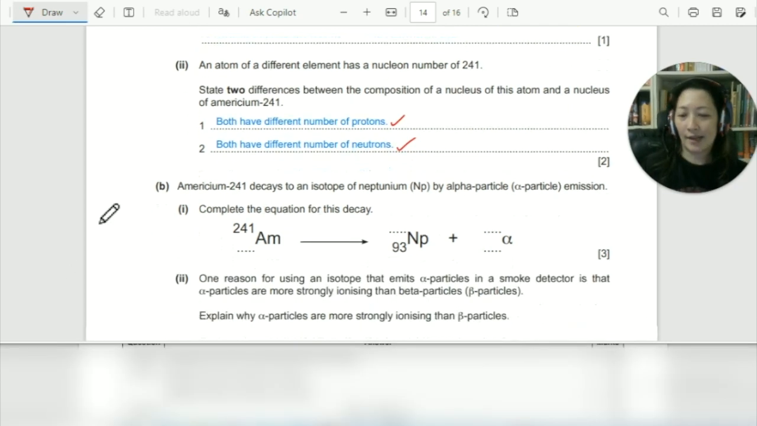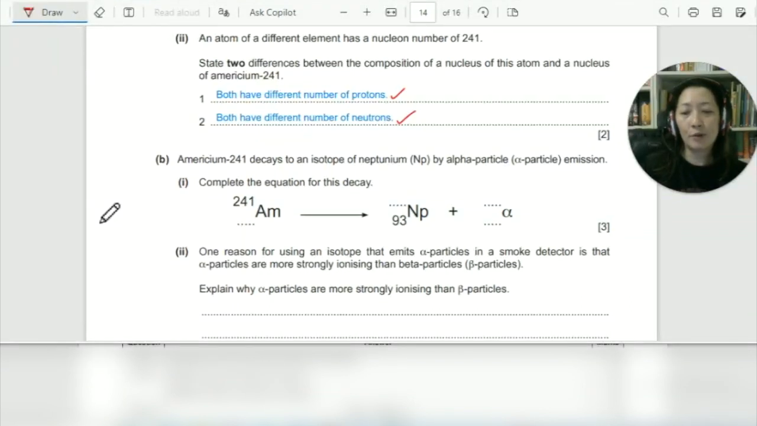Now, let's look at the next part. Americium-241 decays to an isotope of neptunium by alpha particle emission. Number 1. Complete the equation for this decay. So in this question, you can see that the equation has been written out for us, but we have to fill in the blanks. So how do we know what numbers to write?